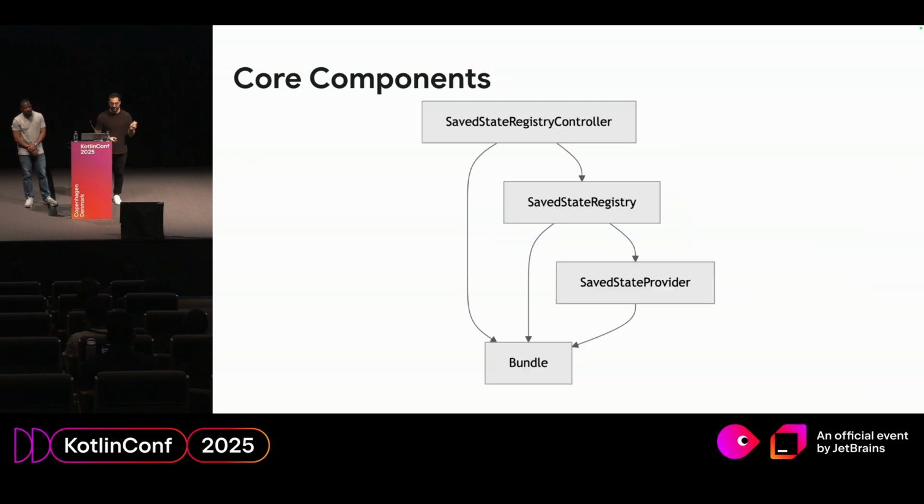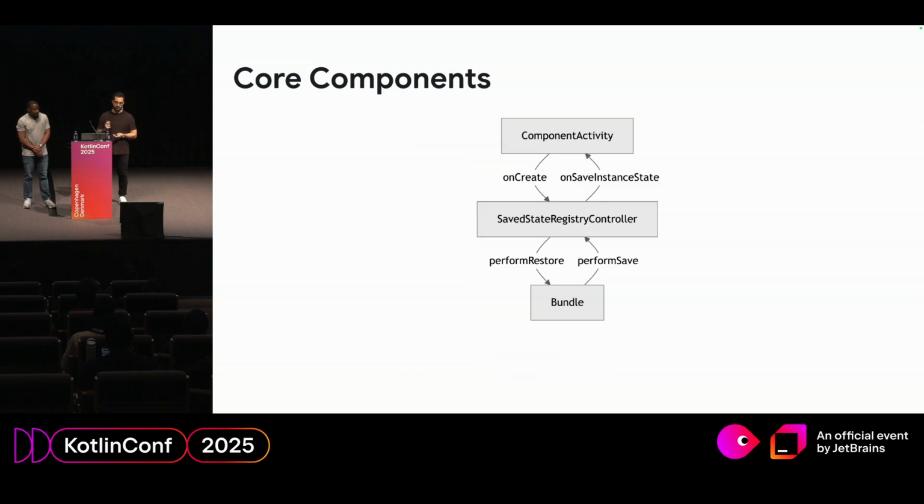The library is built around 3 key components. The SavedState registry controller, which is responsible for saving and restoring your state to and from a bundle. SavedState registry, which is responsible for reading and writing savable data into a bundle. And then the SavedState provider, which provides the actual data that should be saved into the bundle. Note that a SavedState registry controller contains a SavedState registry, and a SavedState registry holds multiple SavedState providers. All of these 3 components interact directly with the android.os.Bundle to perform their tasks.